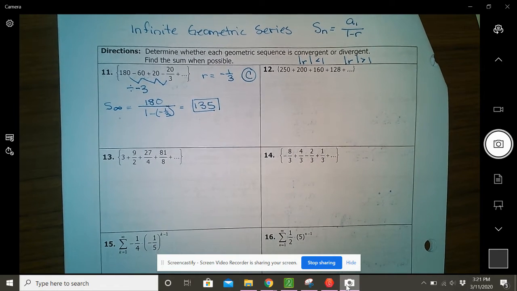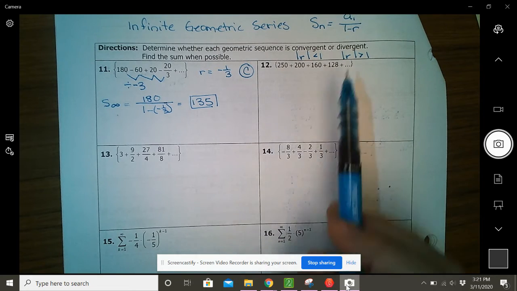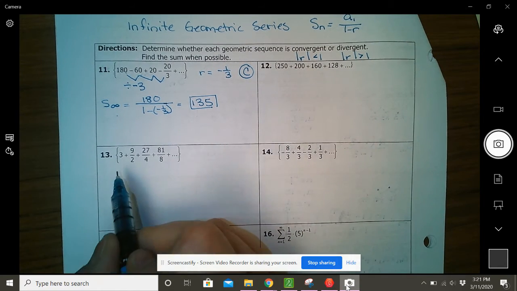Okay, I'll do these odd problems with you, and you can try the even problems. All right, when you're working with an infinite geometric series, first thing is to decide what's the r value, because that's going to decide if it's a convergent or divergent series. So let's find that r value.